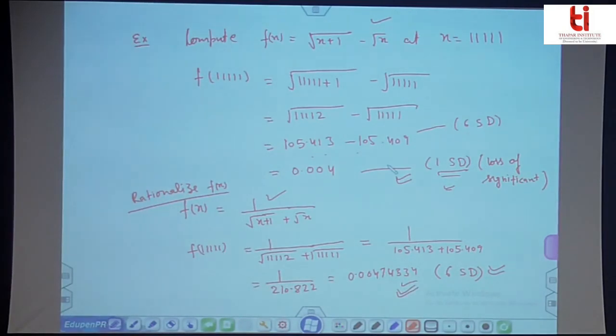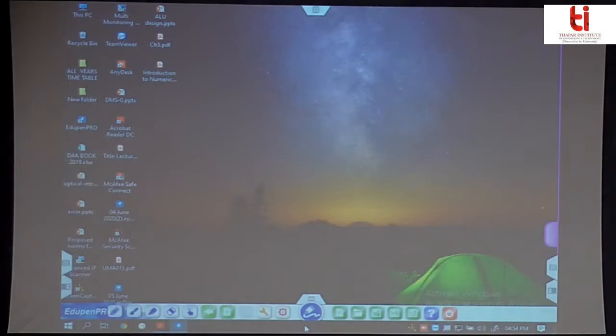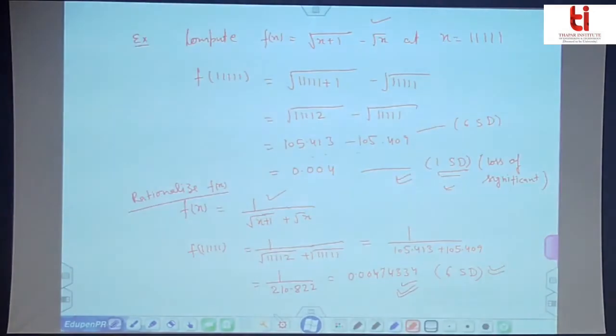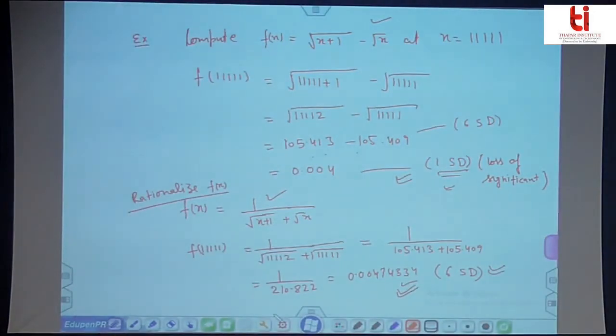So we will connect this result with the stability of the function. That will continue in the next class. In the next class we will discuss the stability of the process. We will connect stability with the loss of significance as well as with the condition number.